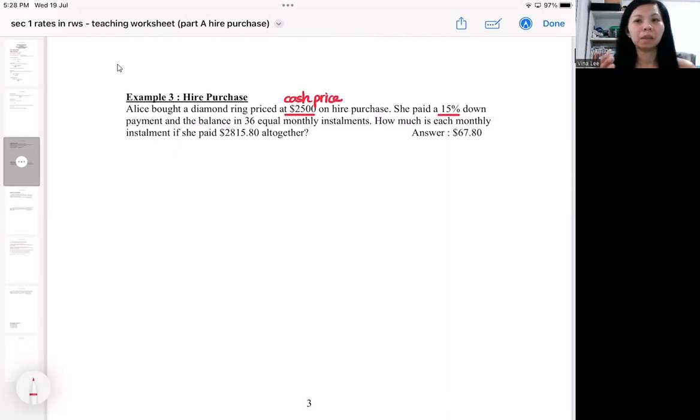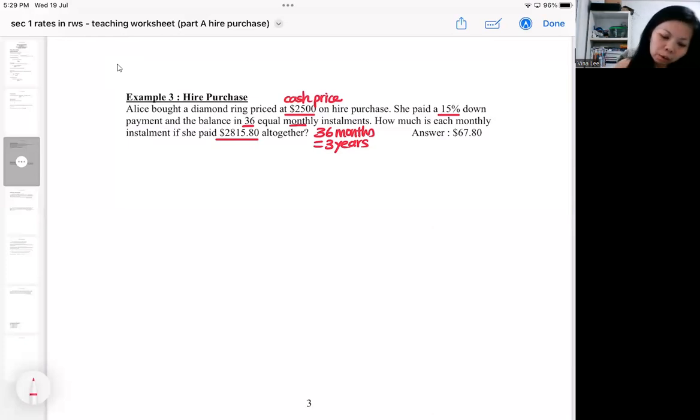Of course the 36 months has to be charged at a certain interest, which the question never says. But you also need the understanding that 36 months means 3 years. And then in this case, how come the question says that she paid 2815.80 altogether? So this amount is what we call the hire purchase price, and I'm supposed to find out the monthly installment.